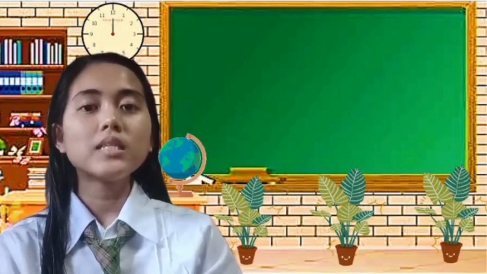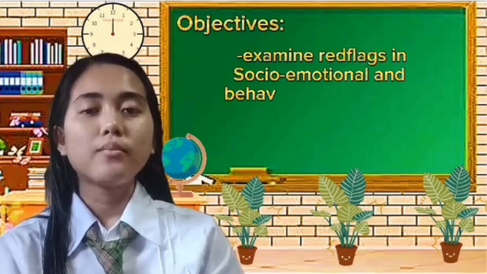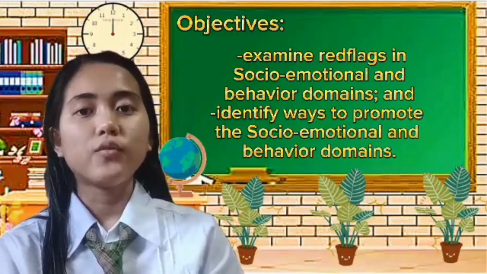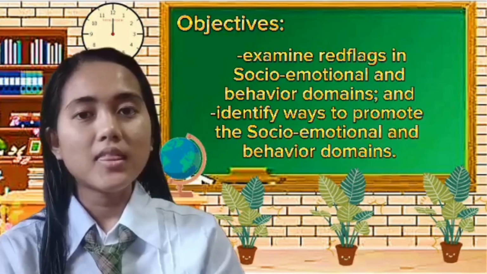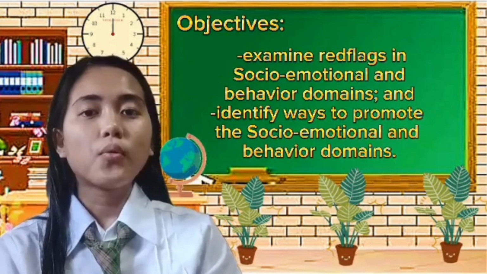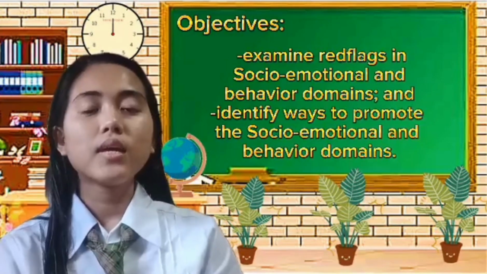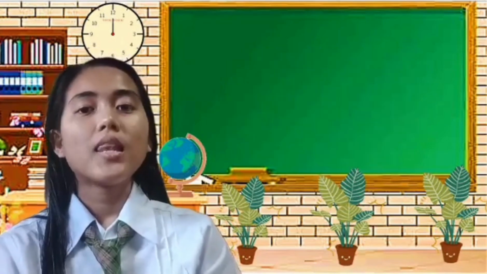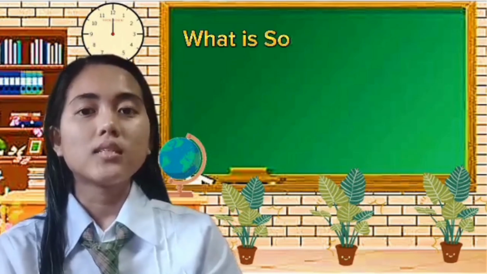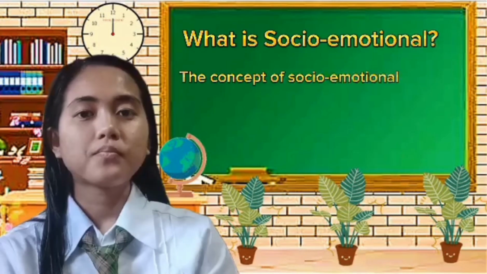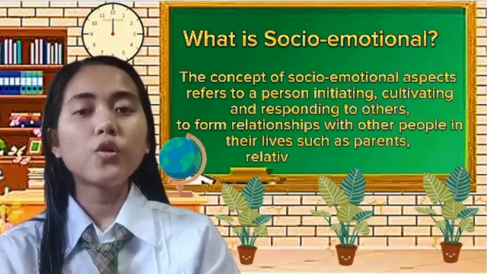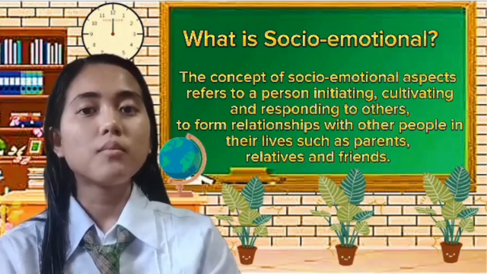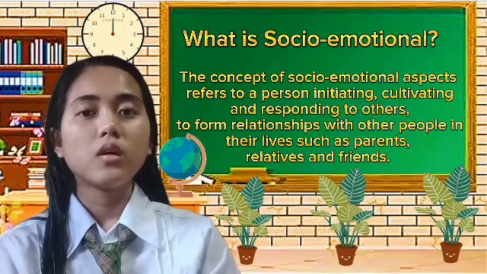The objective of this lesson is that you will be able to examine the red flags of socio-emotional and behavior domain and identify ways to promote socio-emotional and behavior domain. So, to start this lesson, let us first define what is socio-emotional. Socio-emotional refers to relating to an individual's emotions and relationship to others.